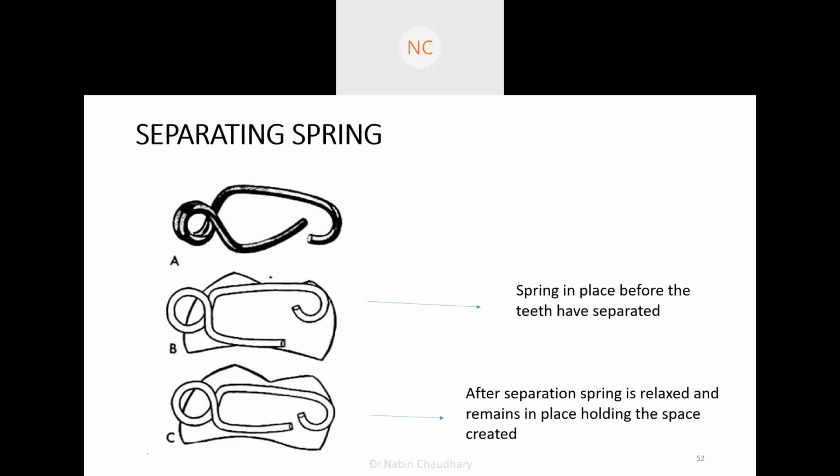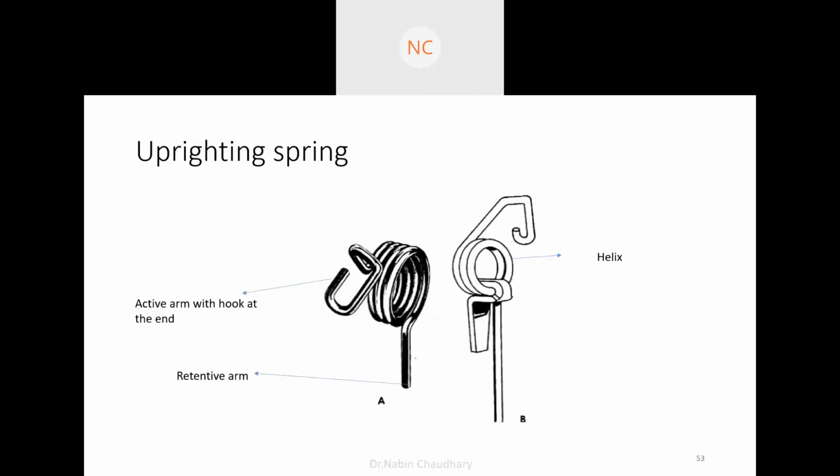This is another component, that is the separating spring. So this is the separating spring, and this is in B. You can see the separating spring is placed in the interproximal area, and it is applied for the separation between the teeth. In case of C, we can see that the teeth have gained the separation, and this separating spring is in the relaxed condition, and it remains in the relaxed position so that it can hold the space that it had already created.